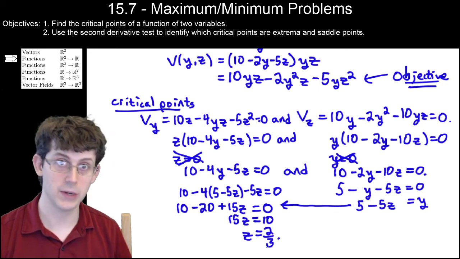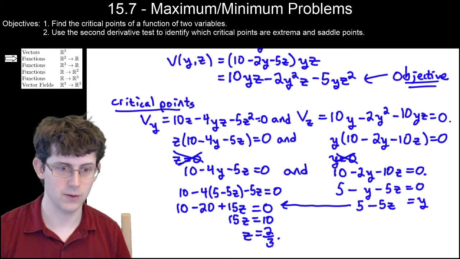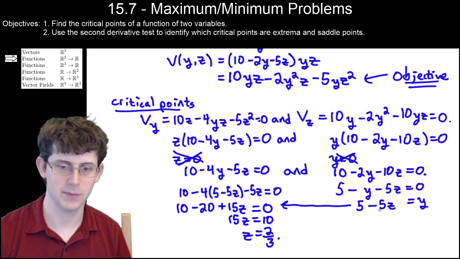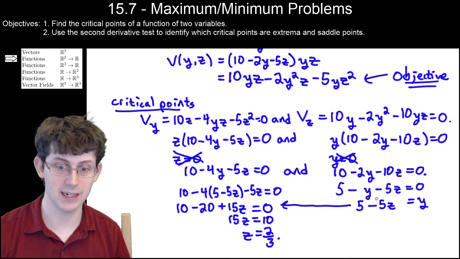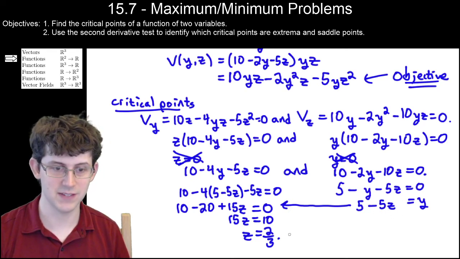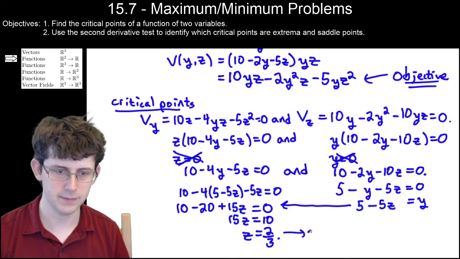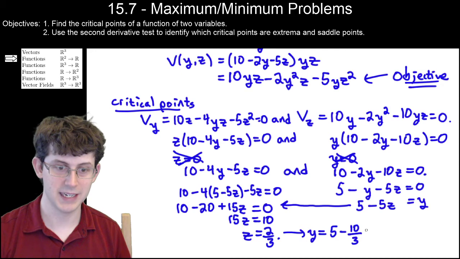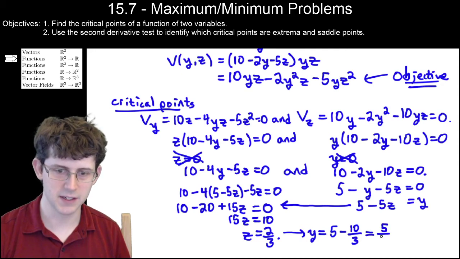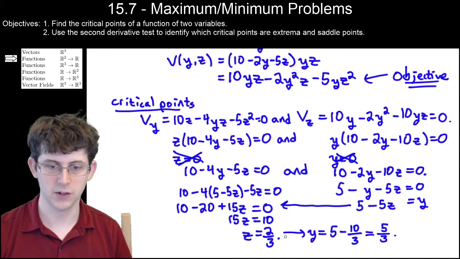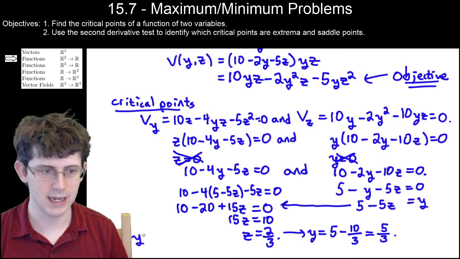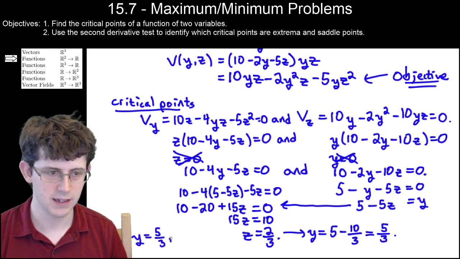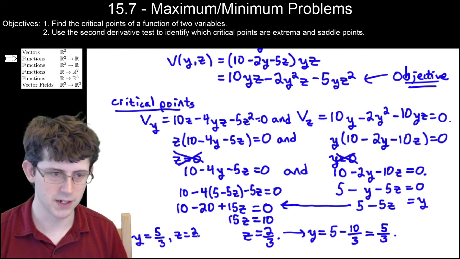This is not a critical point yet. For this function, the inputs are y and z, so I need to know what y is. But luckily, from doing substitution, I'm ready to go. y is 5 minus 5z. This is 15/3 minus 10/3, so this is 5/3. So the critical point is y equals 5/3, z equals 2/3.